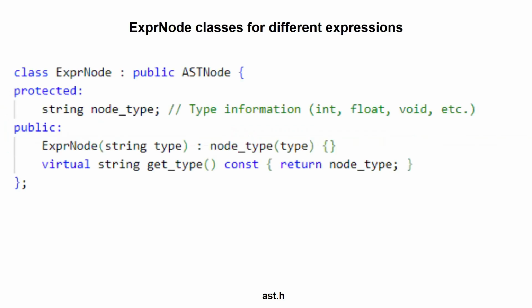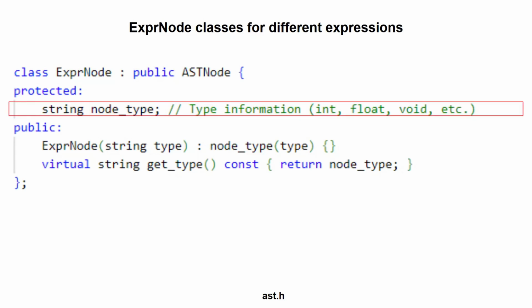Your implementation should also include a base class for all expressions. This EXPR_node class is a derived class from AST_node and is meant to represent expression nodes in your abstract syntax tree, such as variable references, constants, arithmetic operations, function calls, etc. It tracks type information for type checking and conversion. Now let's have a look at the breakdown of the components of this class.